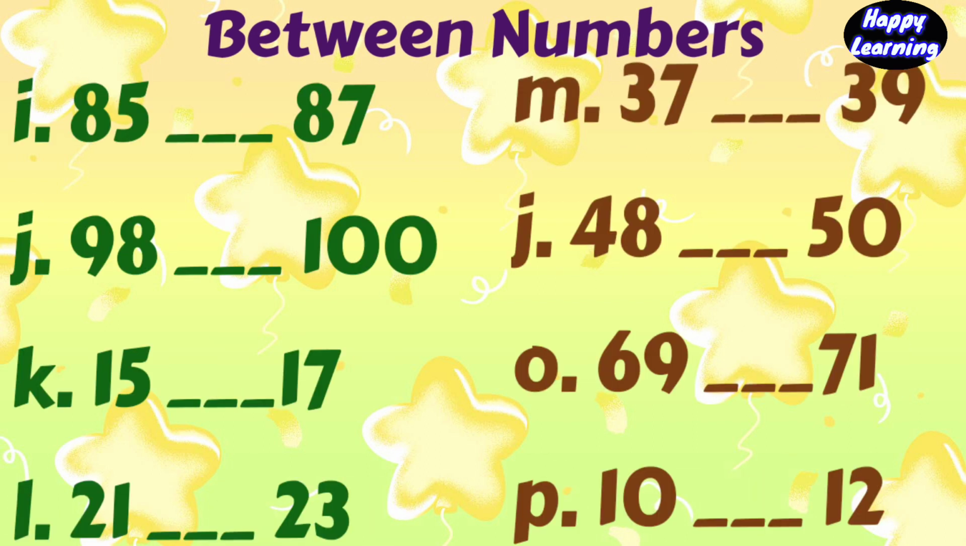I. The number between 85 and 87 is 86. J. The number between 98 and 100 is 99. K. The number between 15 and 17 is 16.